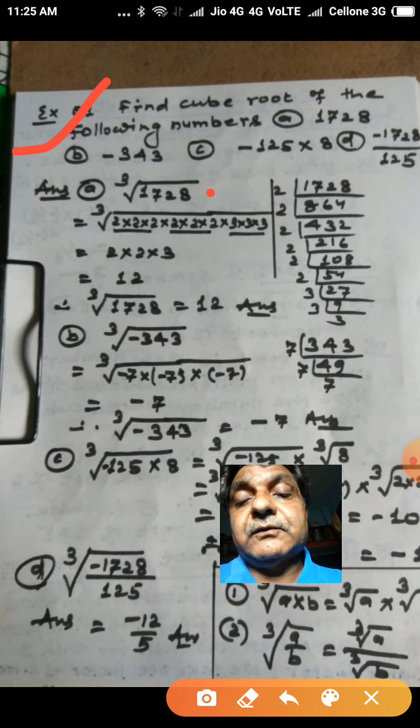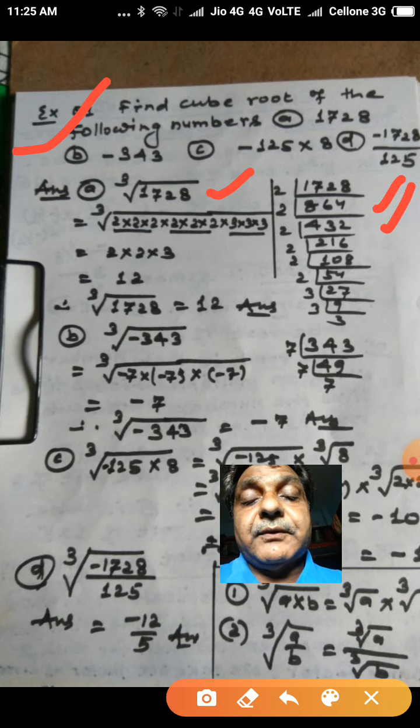Taking the first one and writing the given number under the cube root symbol, it is cube root of 1728. Now you see, in the marginal area we have found its factors.